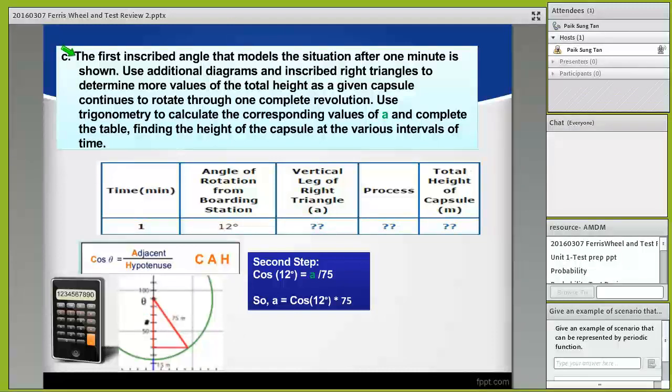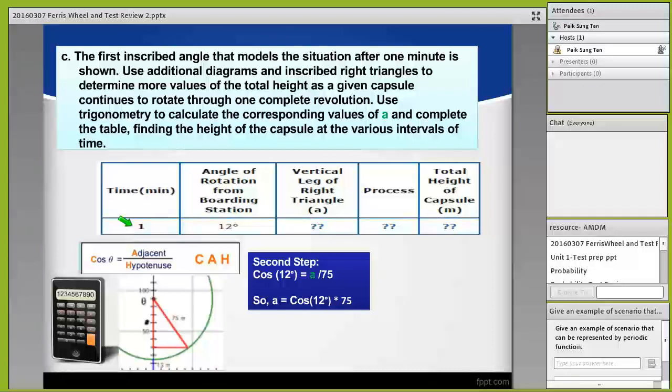The first inscribed angle that models the situation after 1 minute is shown. Use additional diagrams and inscribed right triangles to determine more values of the total height as the given capsule continues to rotate through one complete revolution. Use trigonometry to calculate the corresponding values of A and complete the table, finding the height of the capsule at various intervals of time. So, meaning complete the table.